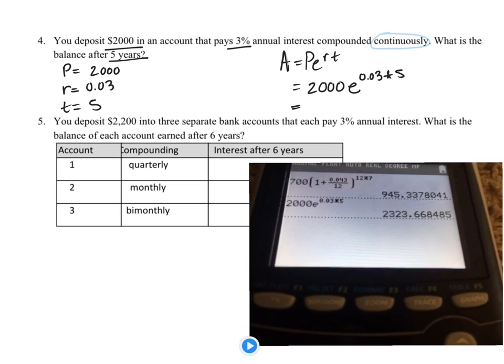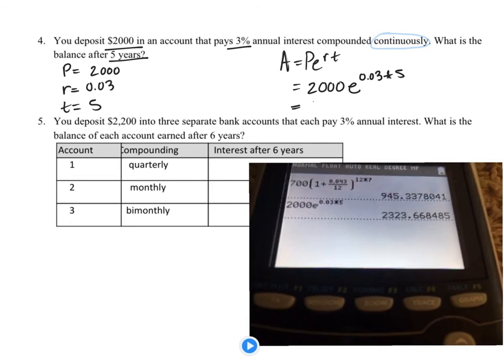So I'm just going to pause there. So it looks like we made $2,323.67. So within 5 years of it continuously compounding, we made about over $300 more just with a 3% interest rate. So that's pretty good. And then number 5 here that we're going to do is basically we are investing $2,000.